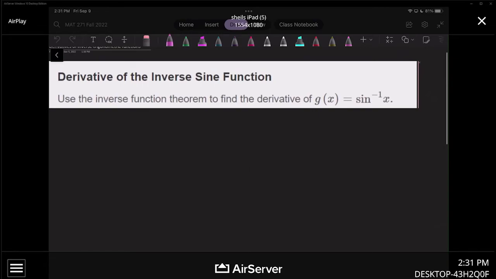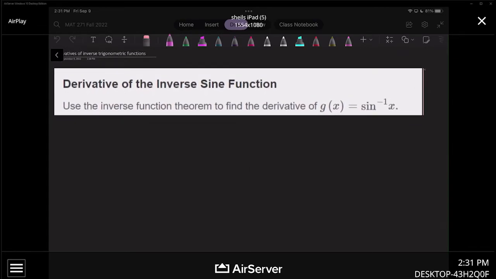Now, some of the more important stuff here involves derivatives of the inverse trigonometric functions. For instance, if I want to find the derivative of g of x equals sine inverse of x. Now, we'll get more into this later, but another notation for these kinds of functions, so instead of saying sine inverse, you can say arcsine. So arcsine of x is also very common. It's actually preferred. It's a better notation.